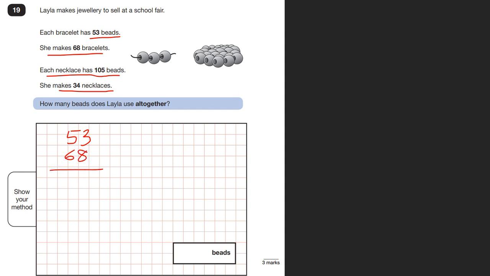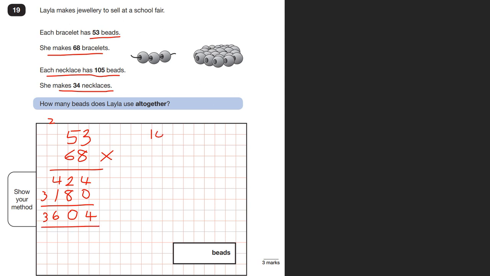53 times 68, column long multiplication. 8 times 3 is 24 and 2 remaining, 8 times 5 is 40 plus 2 is 42 and place a 0. 6 times 3 is 18, 1 remaining, 6 times 5 is 30 plus 1 is 31 and add them together. 4, 8 plus 2 is 10 and 6, 3604 beads for the bracelets.